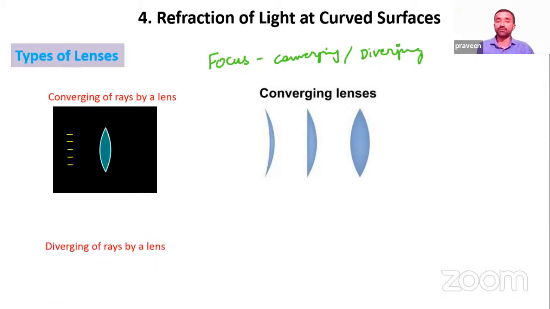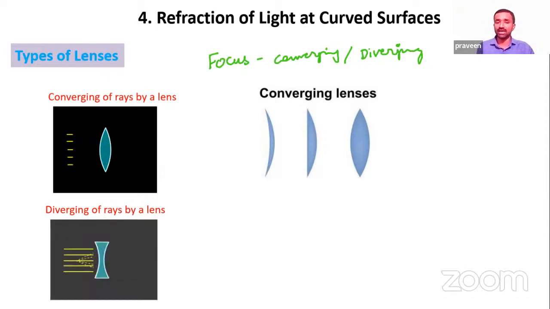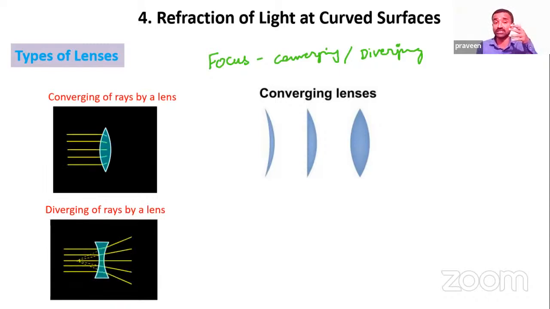Then one more type of behavior: diverging of light rays by a lens. How can we diverge? Using a concave lens. What happens if a parallel beam of light rays is focused on a double concave lens? Simple. Observe that the light rays are all separated after refraction. So it is called diverging behavior. In the backward direction, they appear to meet, seeming to emanate from the focus.